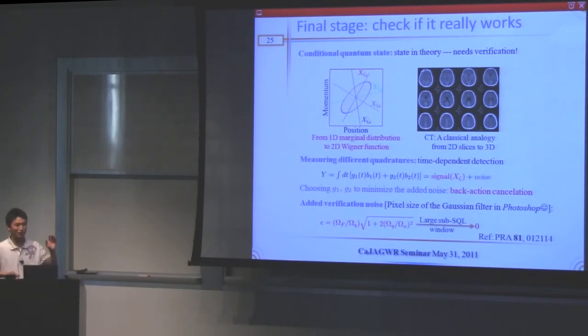Then you need the back-action cancellation. It's the same scheme which we mentioned earlier, but in the frequency domain. We cancel the radiation pressure noise. And once you use the optimal G1 and G2, you can figure out the added verification error, the noise, or the pixel size.